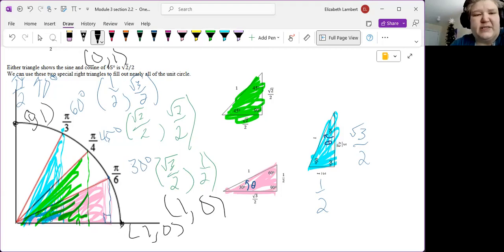Like the big one is pi over 6, like your gut wants to say 60 degrees. But you have to remember a sixth of a pi is smaller than a third of a pi. So the 30 degrees goes with the smaller fraction, the pi over 6.